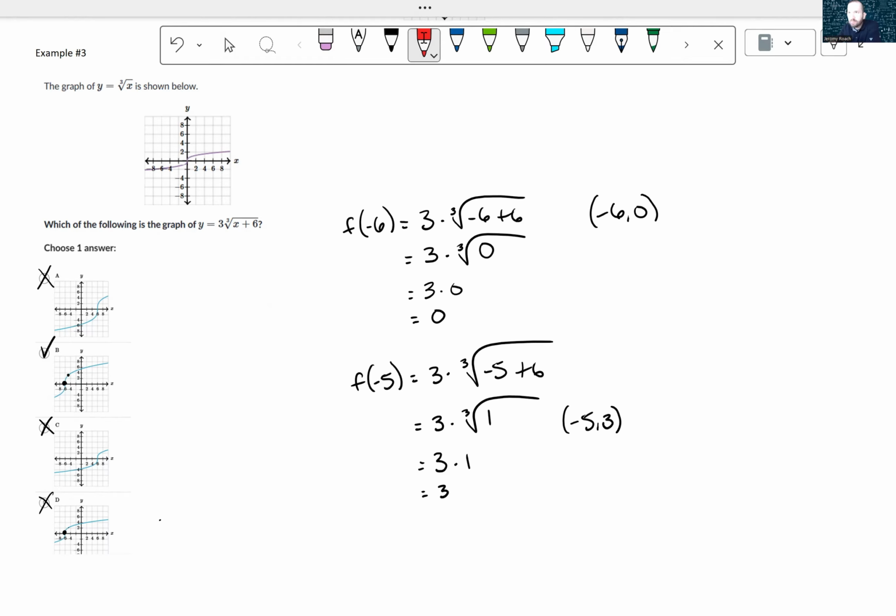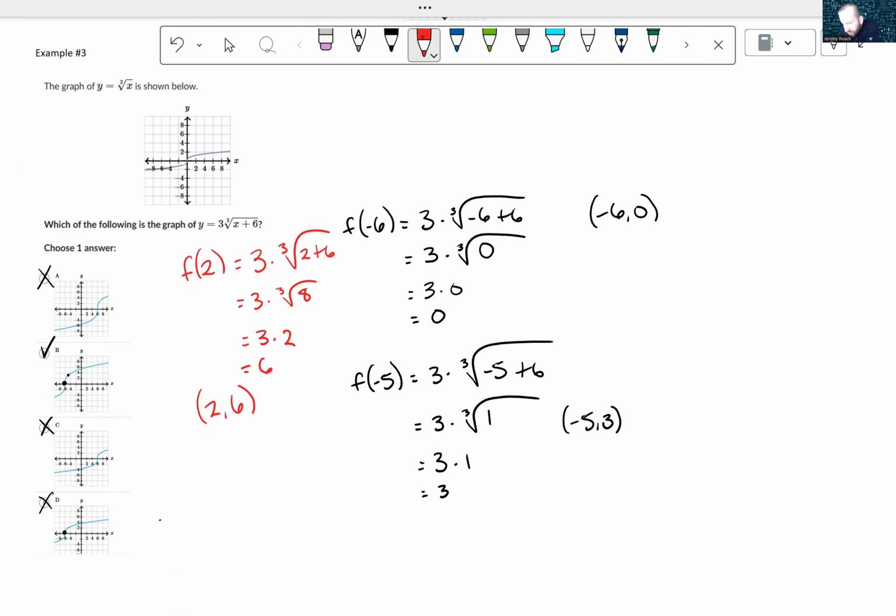Another thing that you could do if you wanted to check one more point is, if you know some cube roots by memorization, we could say, well, the cube root of 8 is 2. So then we can figure out f of 2, that would give us 2 plus 6 under that cube root. And so we'd have 3 times the cube root of 2 plus 6. And that's 3 times the cube root of 8. And that's 3 times 2, which is 6. So 2 comma 6 would be on our graph as well.